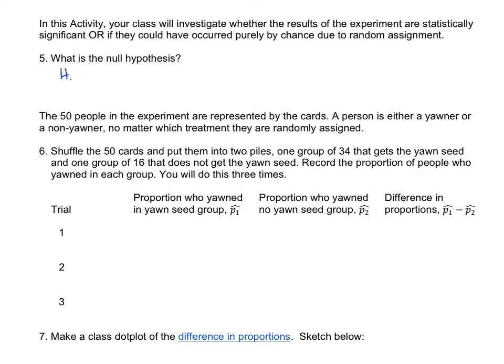So we write that symbolically, starting out with our H naught, and then remember the null hypothesis is always about the population parameter. So P1, the proportion of people who yawned from treatment group 1, minus P2, the proportion of people who yawned from treatment group 2, equals 0. This is our null hypothesis. And in plain language, we can say that this means the yawn seed doesn't affect whether or not the person yawns.